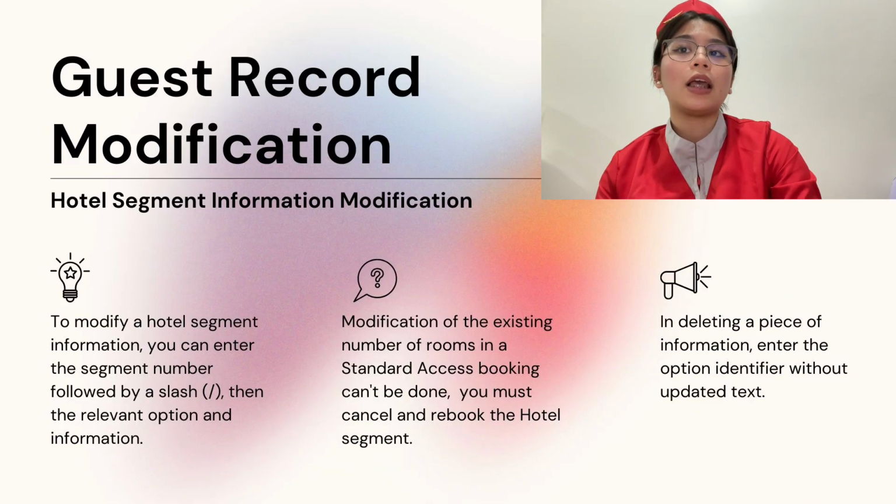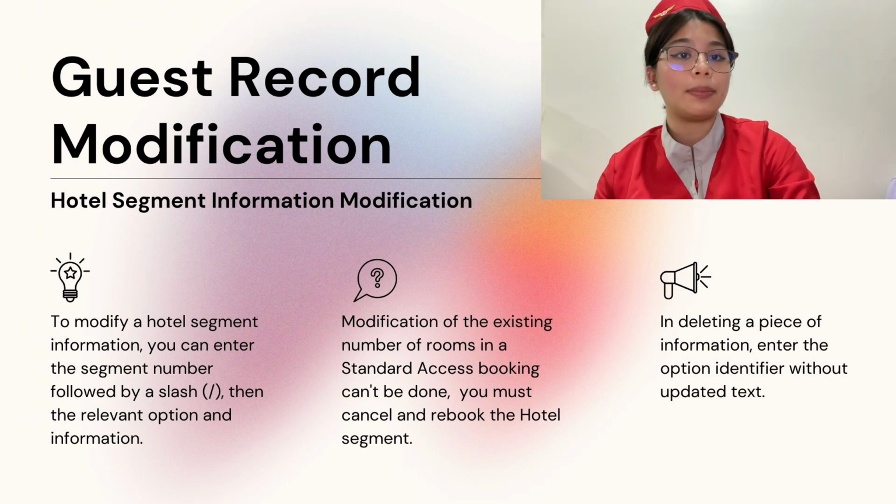So in hotel segment information modification, to modify a hotel segment information, you can enter the segment number followed by a slash, then the relevant option and information. Modification of the existing number of rooms in a standard access booking can't be done. You must cancel and rebook the hotel segment. In deleting a piece of information, enter the option identifier without the updated text.